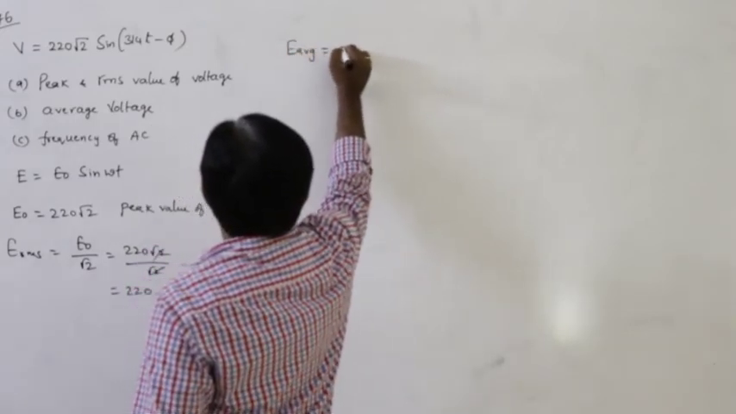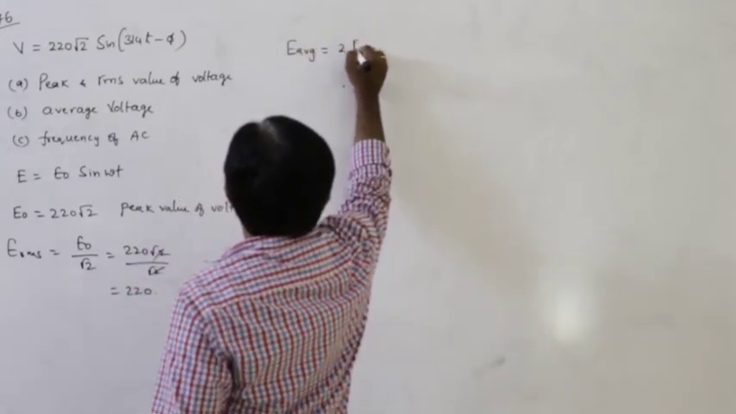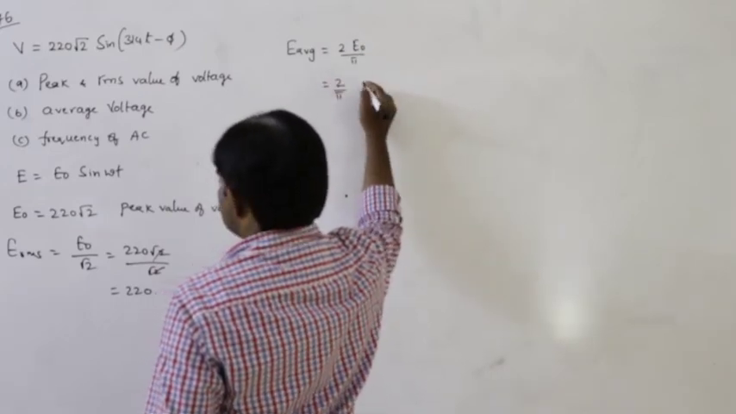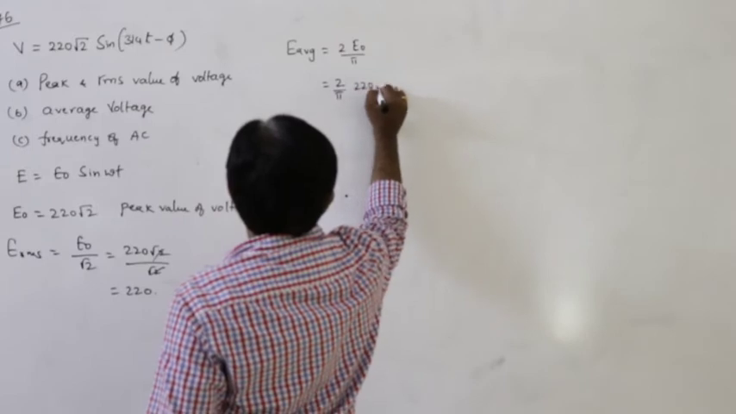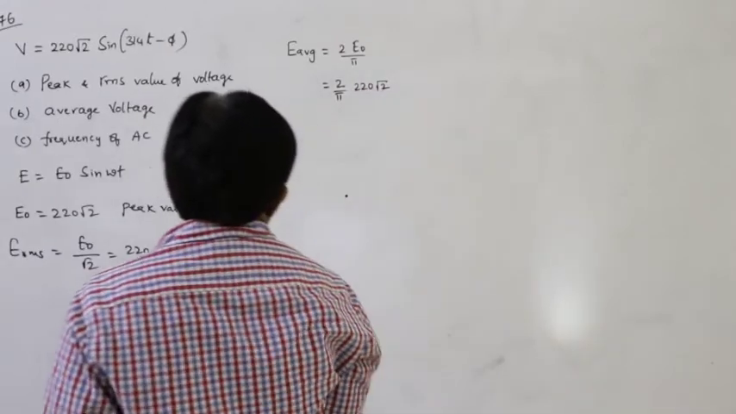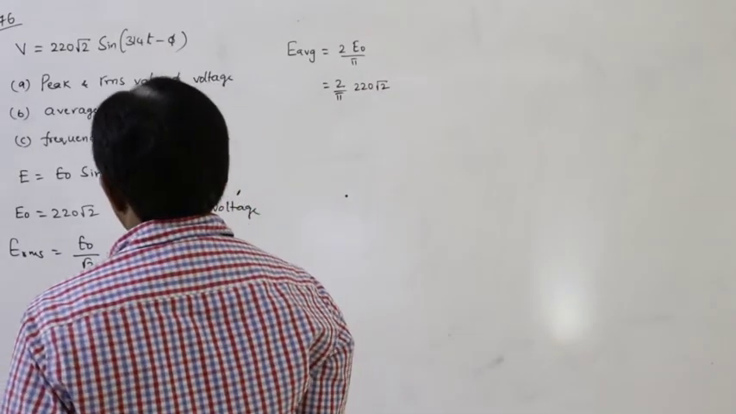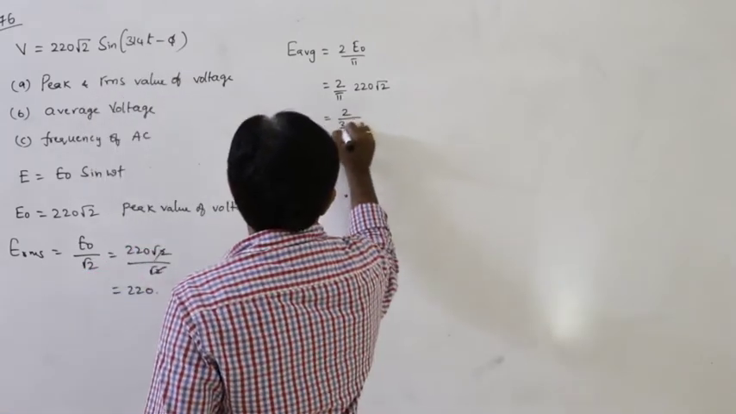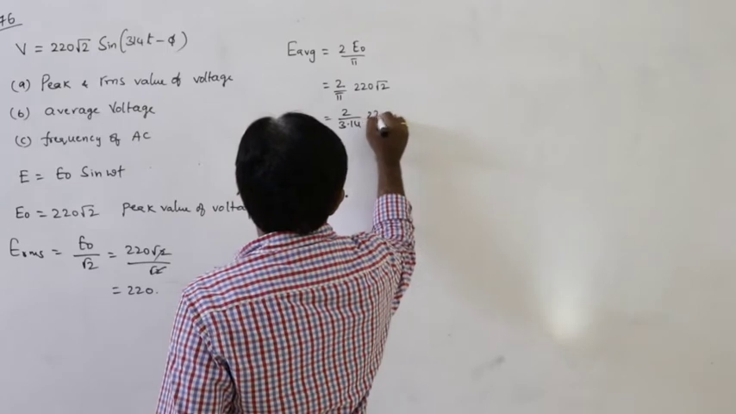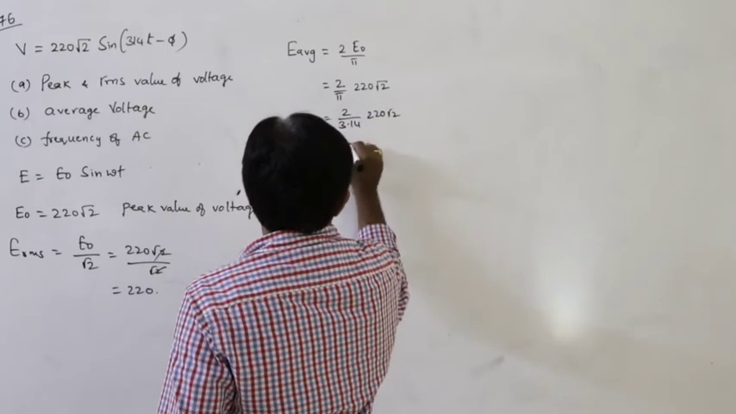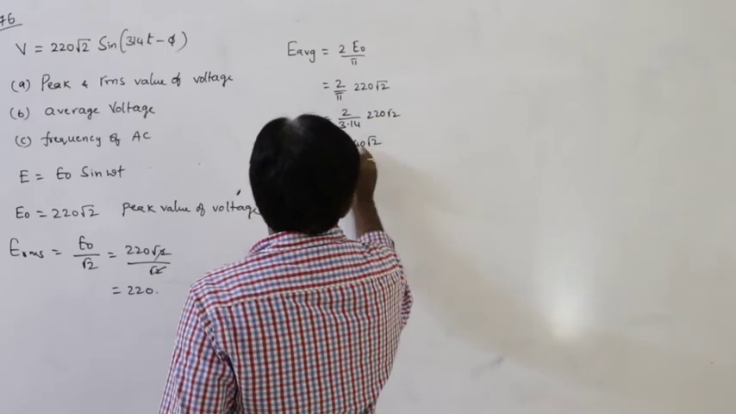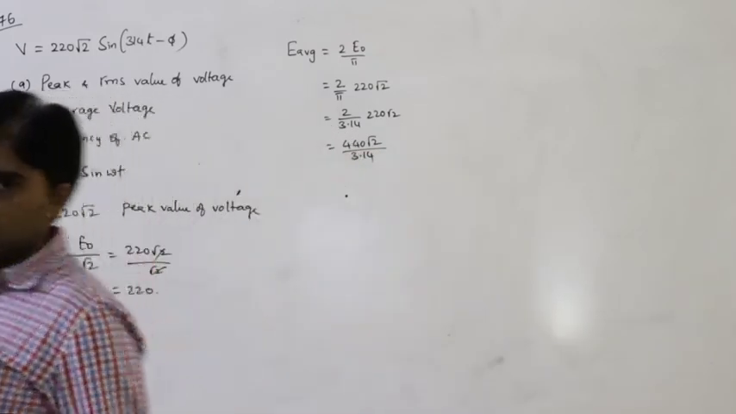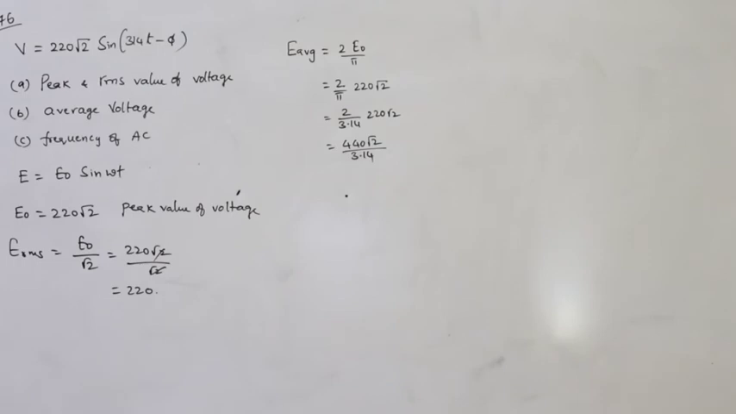Next, average value of voltage. E average can be written as 2 E naught by pi, that is 2 by pi into E naught, 220 root 2. That is 2 by 3.14 into 220 root 2, so 440 root 2 by 3.14. That is the E average value of EMF.